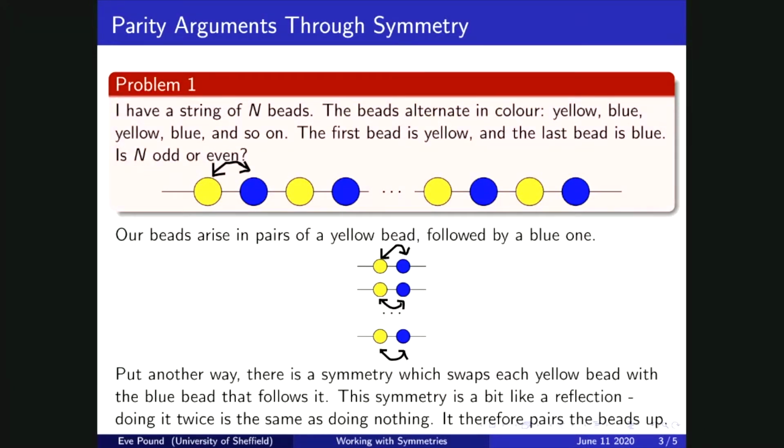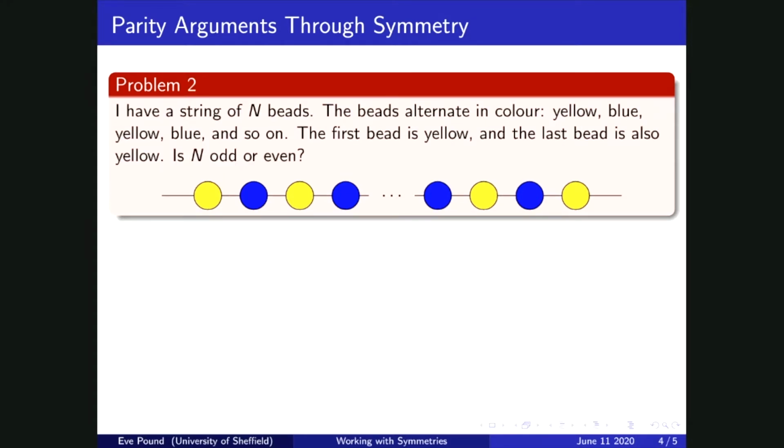So every bead does have a really good partner. Every bead knows which bead its partner is. And that means that our beads are in these nice pairs, which gives us a way of pairing them up. So that's how to see this as being a bit like a symmetry. Well, exactly being a symmetry, not being like a symmetry.